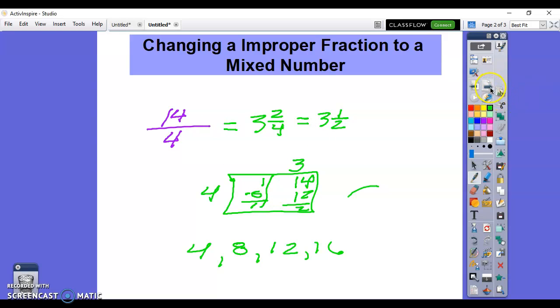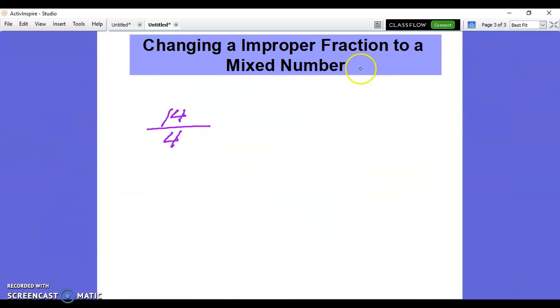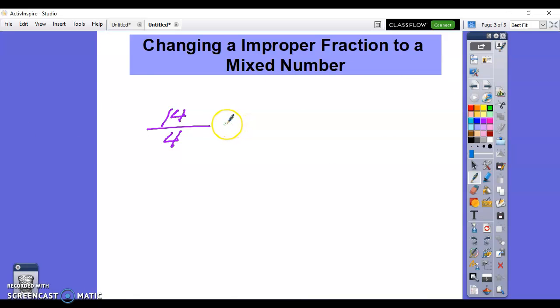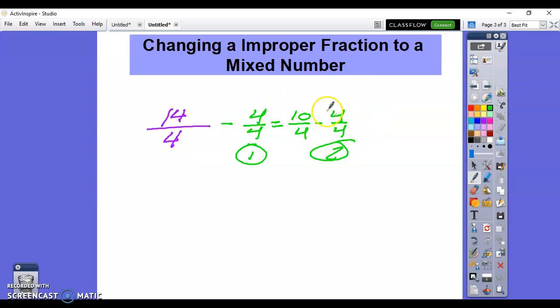Now I'm going to show you the other way you can change improper fraction to a mixed number by subtracting. So we know that it takes 4/4 to make one whole. So if we take 4/4 away, we end up with 10/4. After we've taken the one whole out, we can take 4/4 away again. That's our second whole that we've taken out of our 14/4.